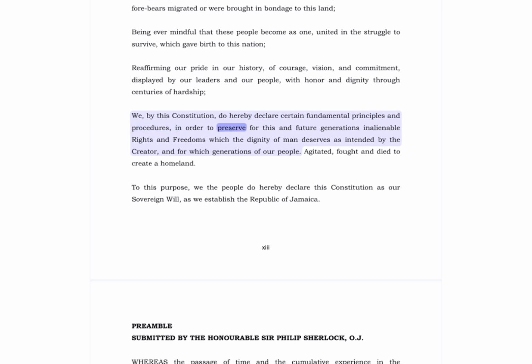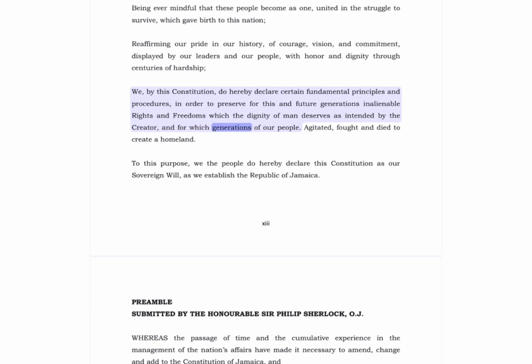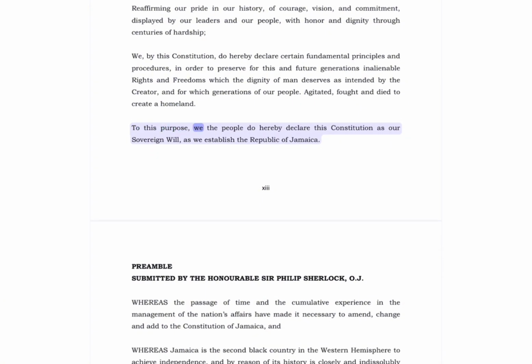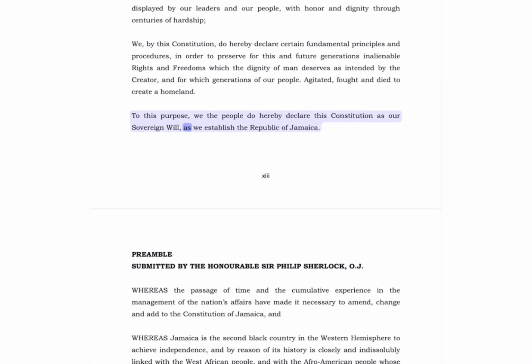In order to preserve for this and future generations inalienable rights and freedoms which the dignity of man deserves as intended by the Creator, and for which generations of our people agitated, fought, and died to create a homeland. To this purpose, we the people do hereby declare this Constitution as our sovereign will, as we establish the Republic of Jamaica.